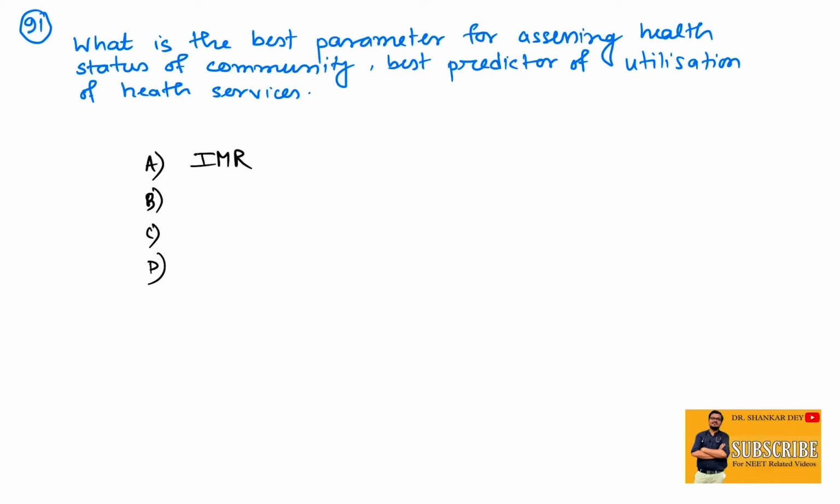What is the best parameter for assessing health status of community or best predictor of utilization of health services? It is infant mortality rate. So infant mortality is the best parameter for assessing health status of community or utilization of health services.